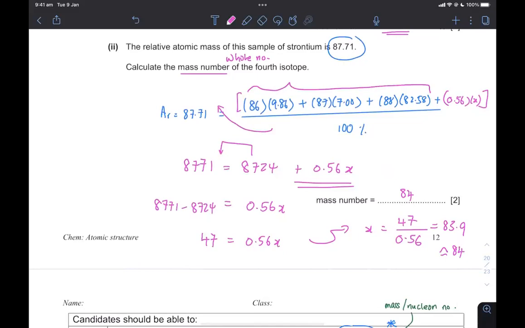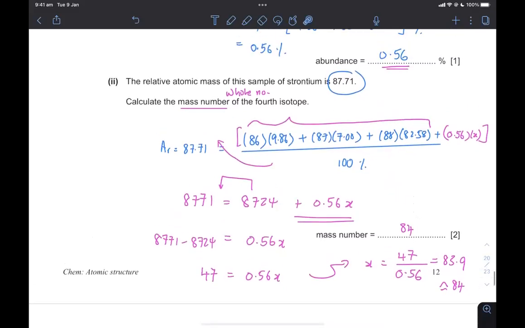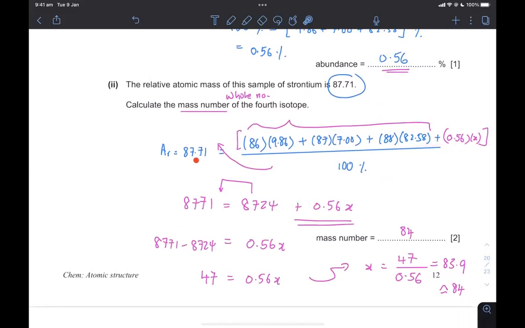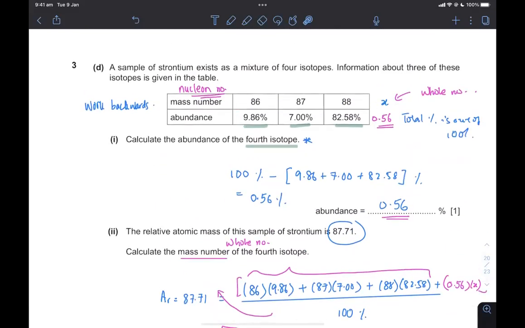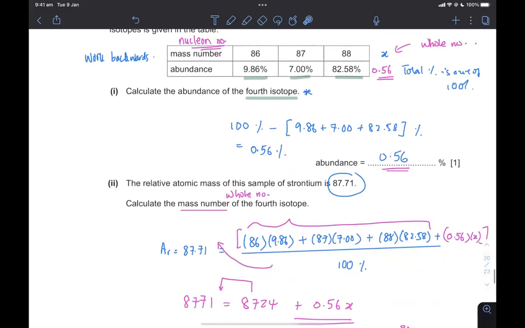How do I know my answer is roughly correct? Well, you can put it into the expression again. You should get 87.71, or they are pretty close to this value. There is very little of 84. A lot of it is 88. That's why the average comes very close to 88, because you have a lot of the mass concentrated at isotope 88.